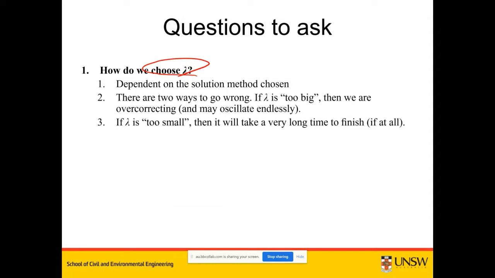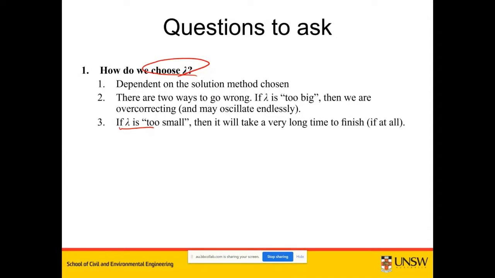So there are ways to go wrong. If lambda is too big, that means we are actually overcorrecting, meaning that we shift a lot of people from one path to another. And that actually causes a slow convergence. It means you fluctuate or oscillate a lot between one iteration and another. So you shift a lot of people from one path to another, and then in the next iteration, you find that, ooh, you overcorrected. So you shift a lot of people back to the initial path, and this creates some oscillations.